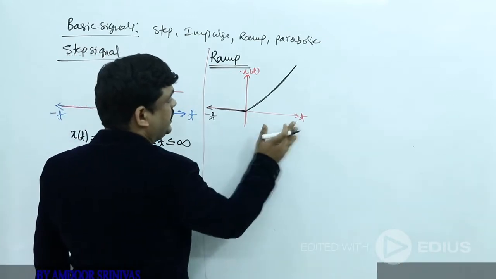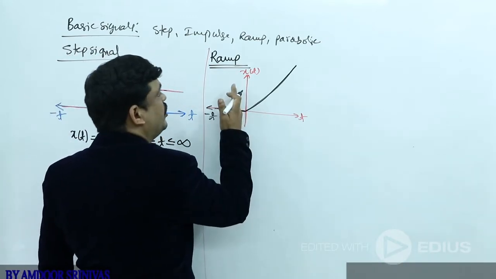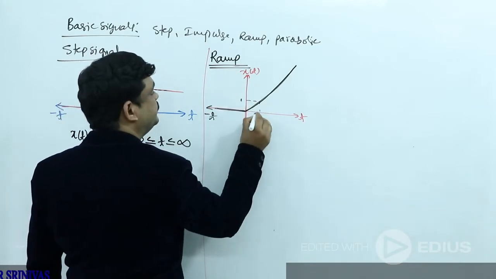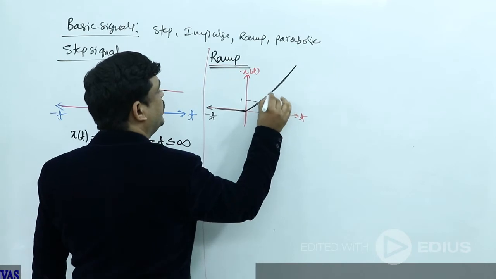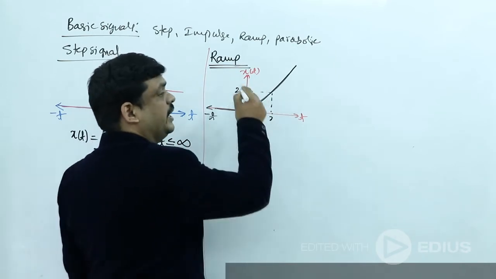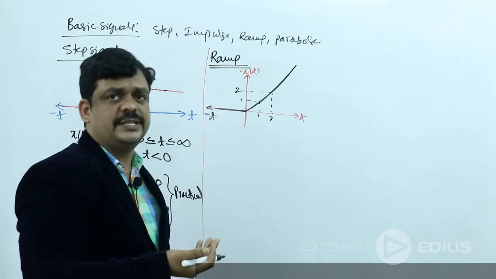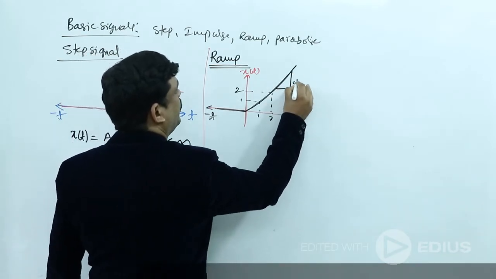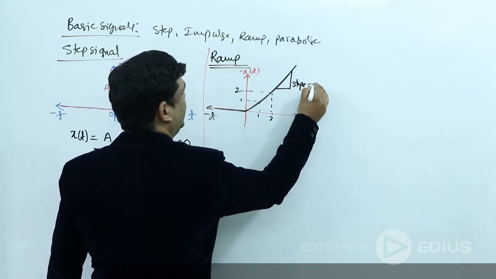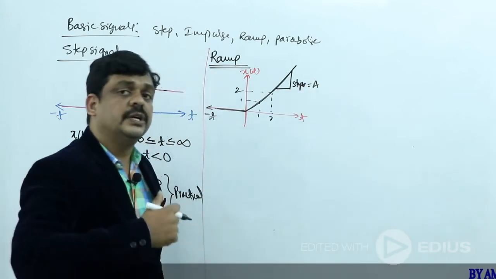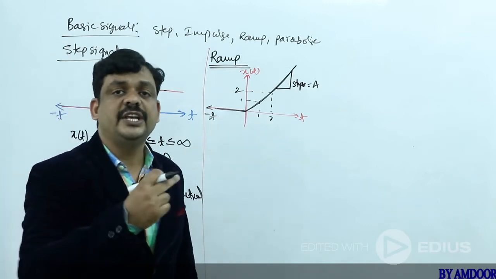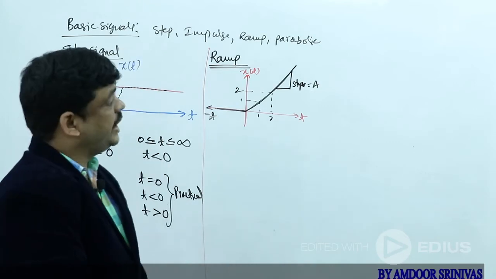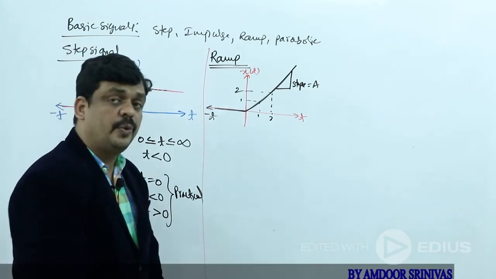On the positive time axis side, if the time increases, the amplitude of the function also increases. If the time is 1, the amplitude is 1. If the time is 2, the amplitude is 2, right? If the time is 3, the amplitude is 3. Sometimes it changes here, depending on the slope of this line. The slope of this line, now I am assuming, is A. What is the general equation of the slope? Change in y-axis by change in x-axis, right? So change in y by change in x explains the slope.